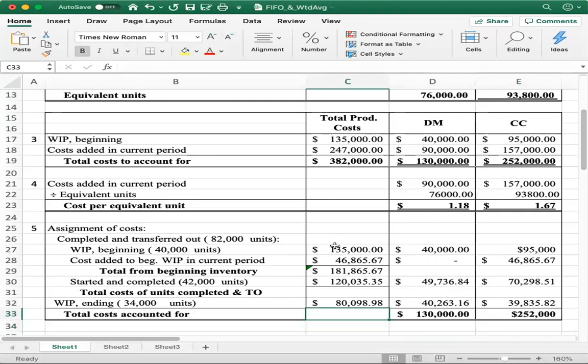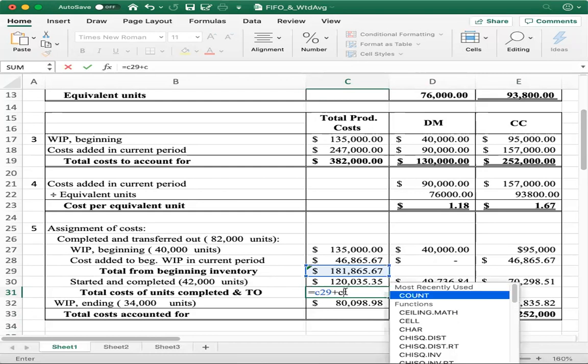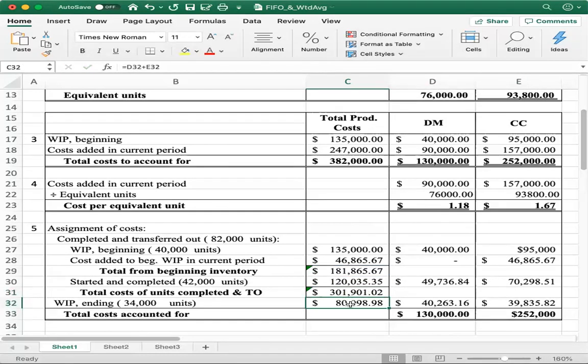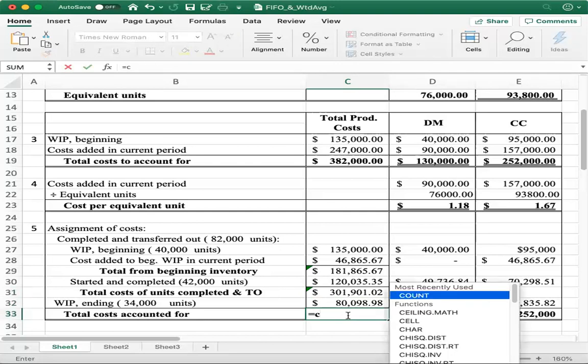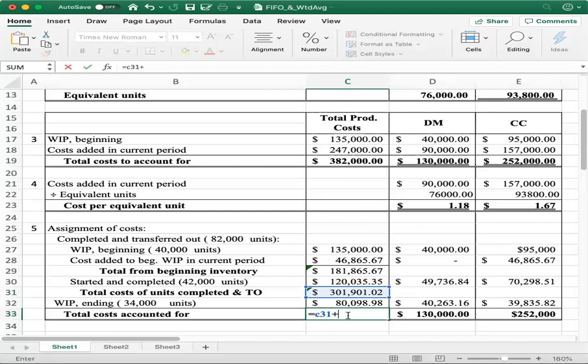So because we already added 135 and 46, so we are not going to add that. And let's add this part here, 181,000 plus 120,000. We don't have to add that either. So equals to, this is your D29 and C29 plus C30. So that's 301,000. And then now we'll add 301 and 80. So here we have C31 plus C32. So 382,000.